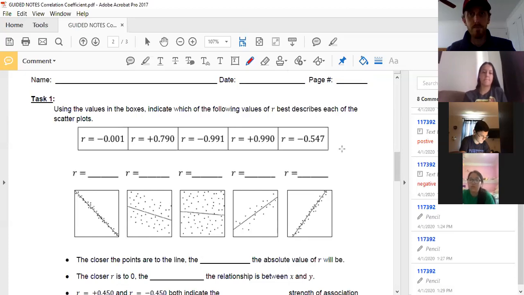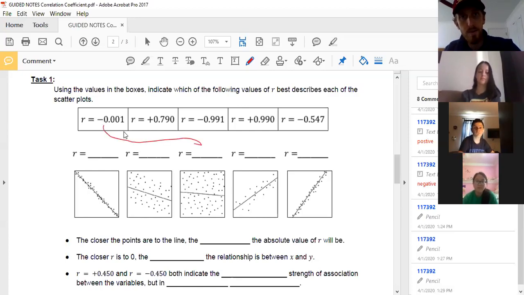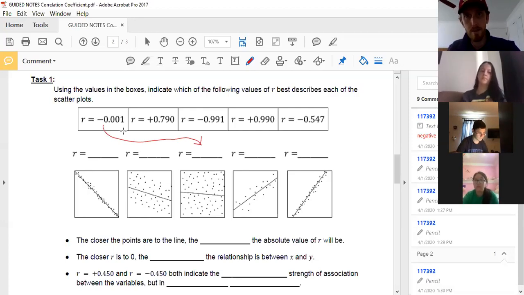So if we look at task number 1, I see this first R value is almost 0. So if my R value is almost 0, Samantha, is that going to be a strong or a weak correlation? Weak, because it's virtually 0, right? So I got a weak one right here. Which scatter plot looks like it's really weak? The third one. Yeah, super, super loose, right? So I'm going to match this R value to that scatter plot. It's a super weak correlation. So -0.001. Make sense?